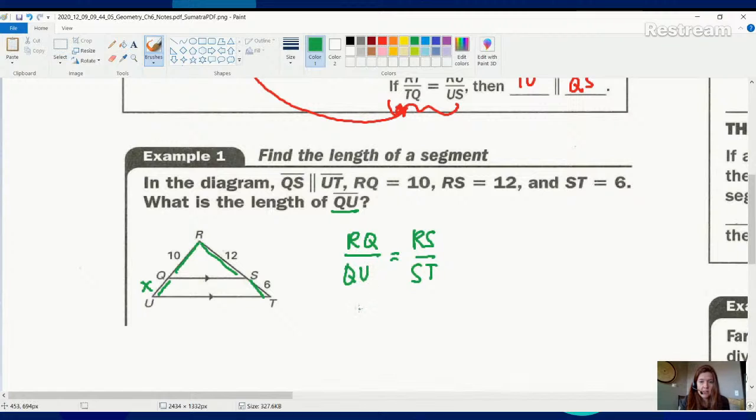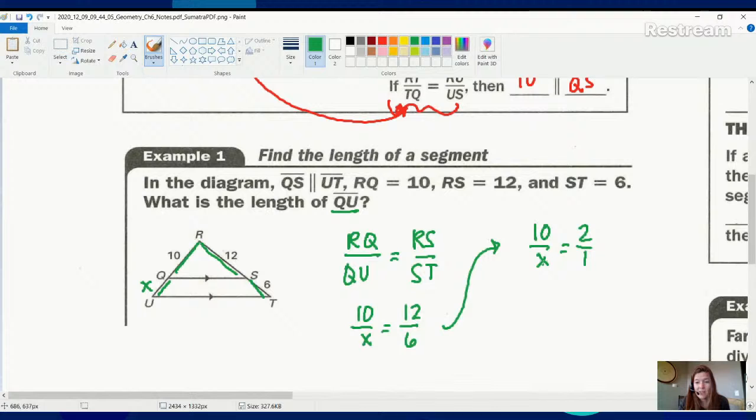R to Q is 10, Q to U is X, we don't know what that is, R to S is 12, and S to T is 6. So we can go ahead and cross multiply. A lot of times before I cross multiply, I like to simplify if I can. So this is 10 over X equals 2 over 1. 12 over 6 is 2 over 1.